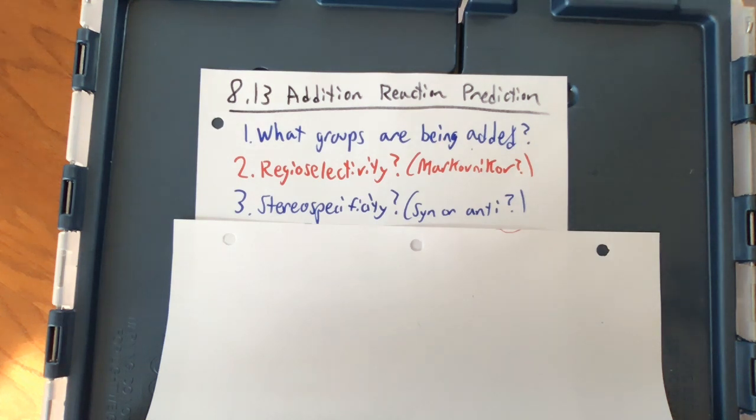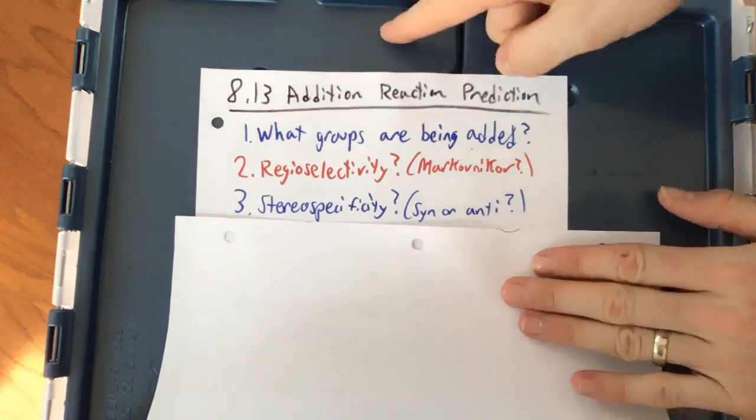And last, we need to think about stereospecificity. Do these reactions follow a syn addition pattern or an anti-addition pattern? Remember, syn addition pattern means that the 2 things add on the same face of the alkene, and anti-addition patterns mean that they add on the opposite face of the alkene.